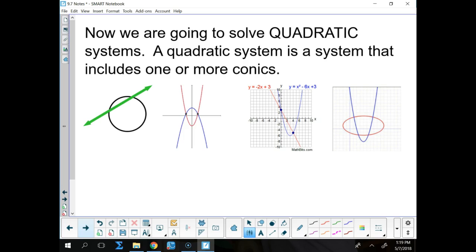You might have 2 parabolas intersect. How many times could 2 parabolas intersect? 1, 2, none. What about 3? Not in this stuff, no. Could we have two parabolas intersect 3 times? We can actually. We can have it intersect 4 times.